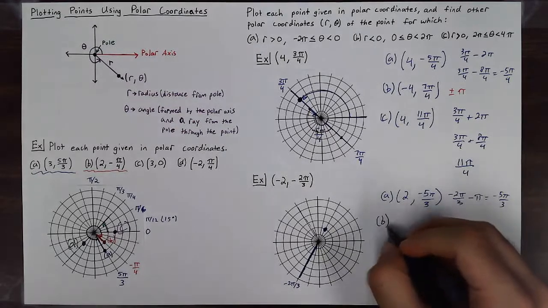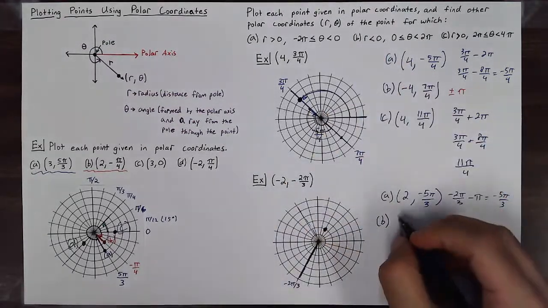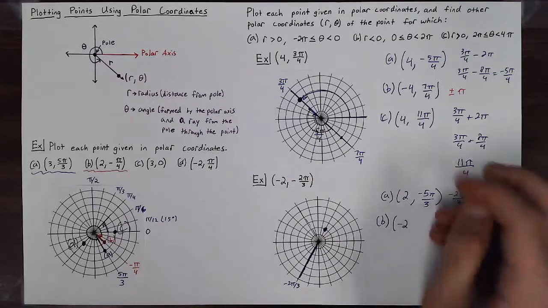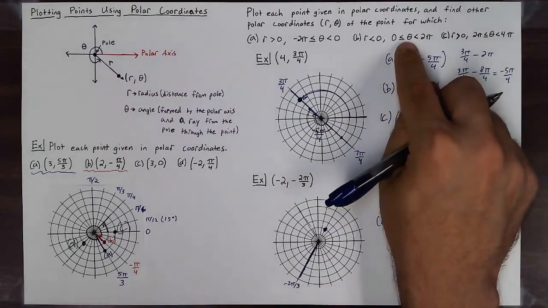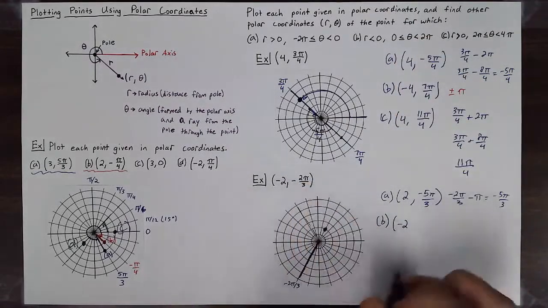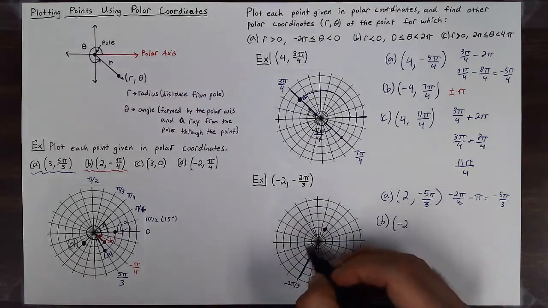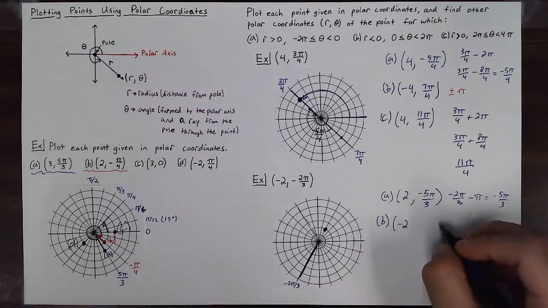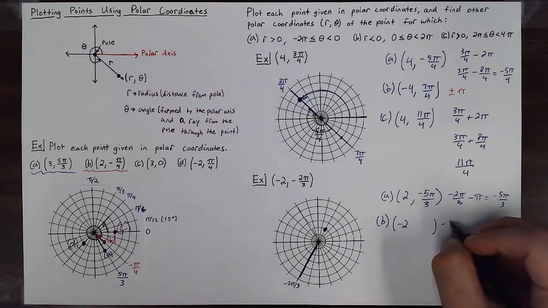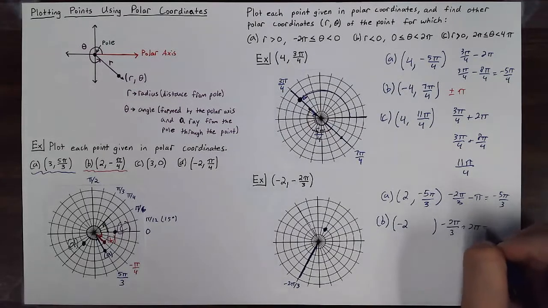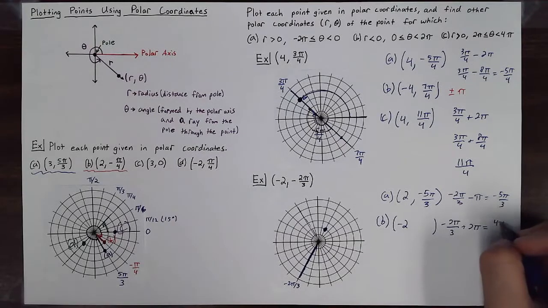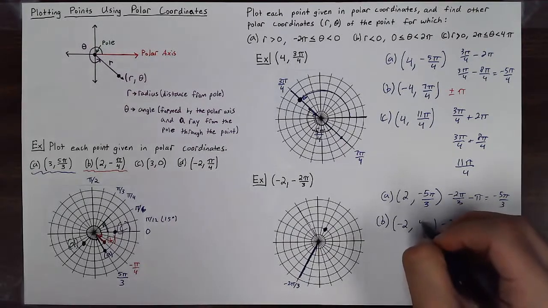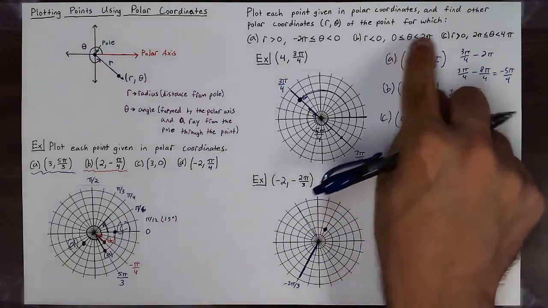Part B, negative radius, which I already have, but an angle that's between 0 and 2 pi. So I can't use this angle, but I want it to still be between 0 and 2 pi. So what I can do is actually just rotate this around by 360, meaning I'm going to just add 2 pi to negative 2 pi over 3, which is going to give me 4 pi over 3. So negative 2, 4 pi over 3. And that's in between 0 and 2 pi.